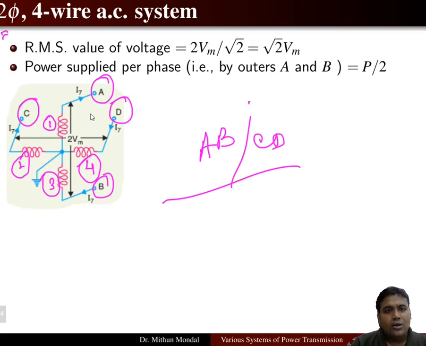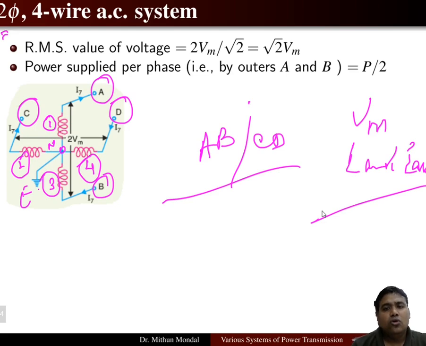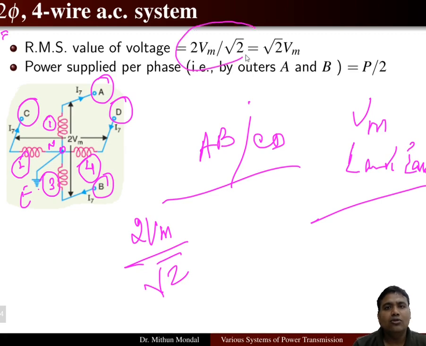Correct? Now, as we know, the neutral point is earthed. VM is the maximum voltage between a line and earth. So the total voltage between the phases is 2 VM. That is the total maximum voltage; divided by root 2, you will get the RMS quantity. So 2 VM by root 2 is the RMS quantity, that is equal to root 2 into VM.